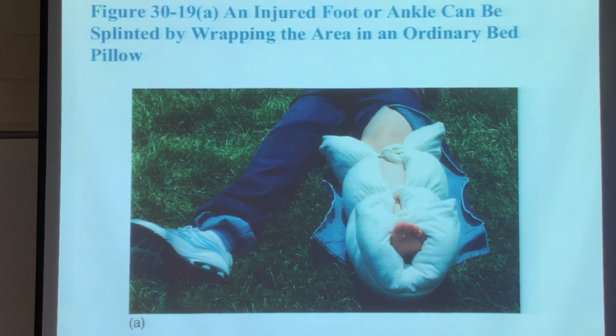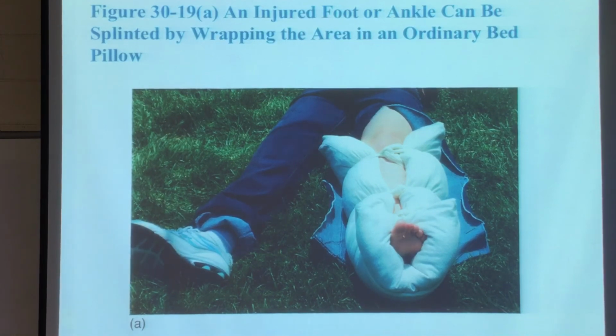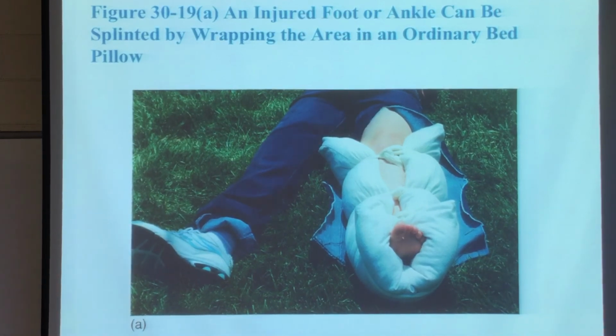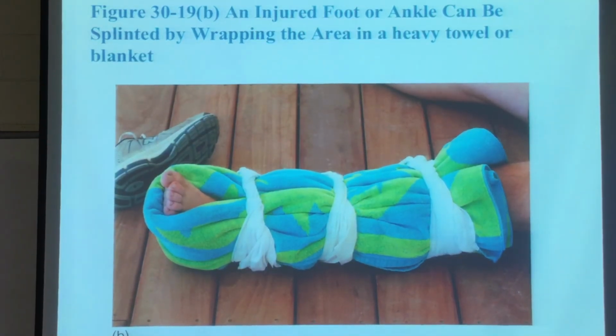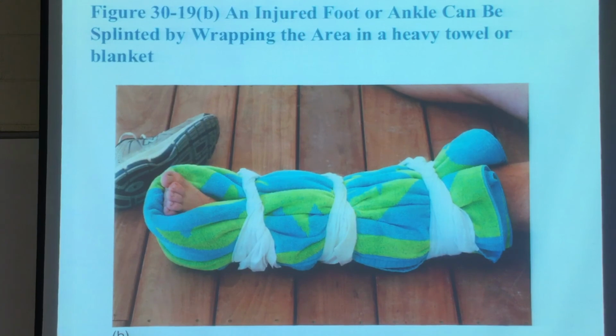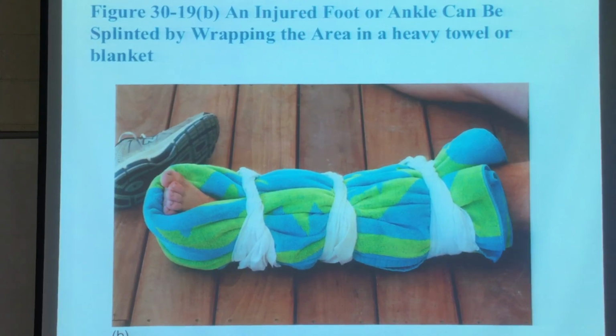An improvised splint here using a pillow. We can use blankets, you can use towels, you can use a lot of different other things to secure it. Here you're using a horseshoe type of wrap where they are wrapping it around. It's like a stirrup or horseshoe design where they're taking it to wrap around.